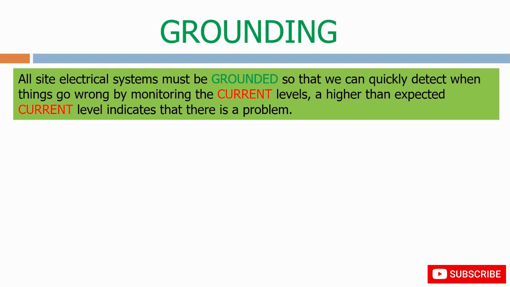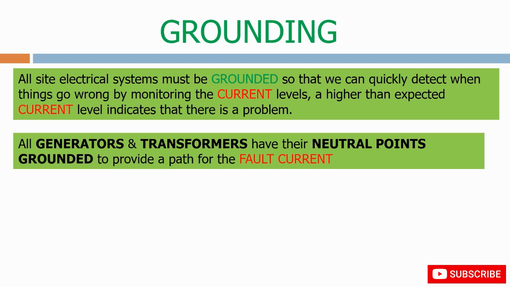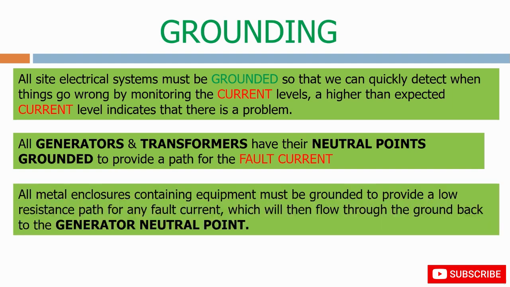All site electrical systems must be grounded so that we can quickly detect when things go wrong by monitoring the current levels. A higher than expected current level indicates that there is a problem. All generators and transformers have their neutral points grounded to provide a path for the fault current. All metal enclosures containing equipment must be grounded to provide a low resistance path for any fault current, which will then flow through the ground back to the generator neutral point.